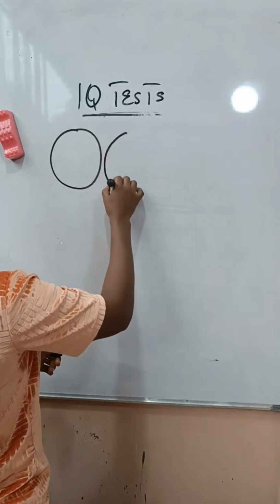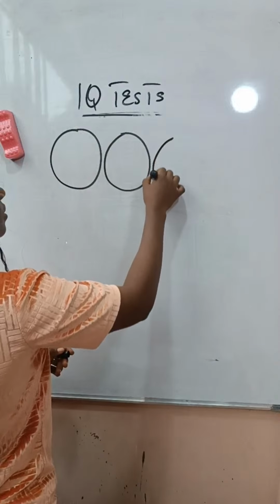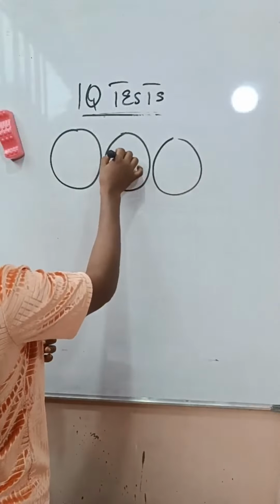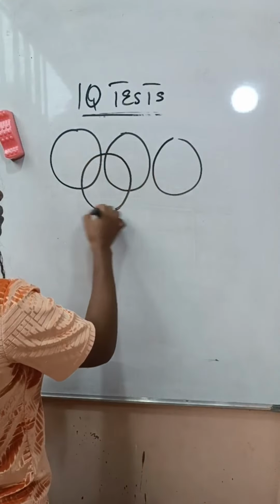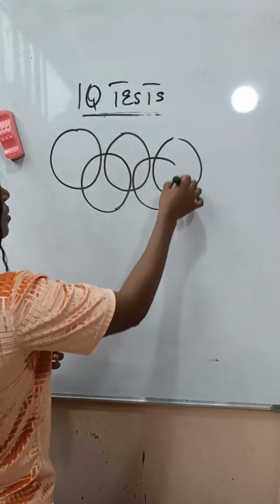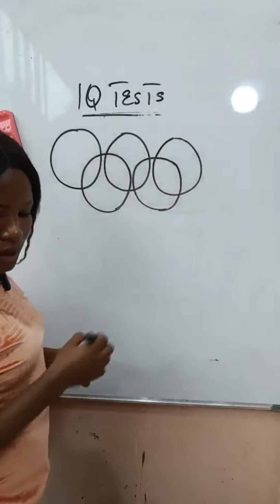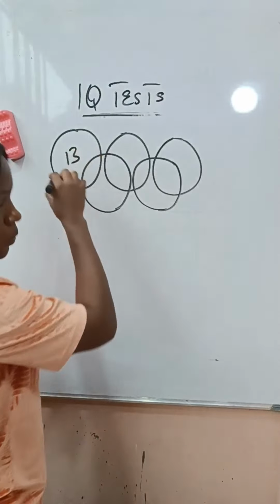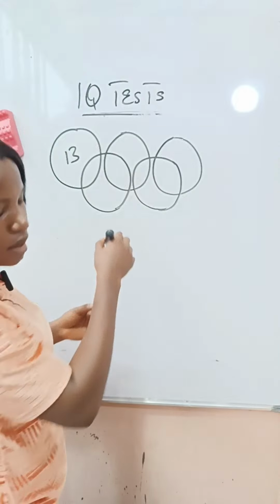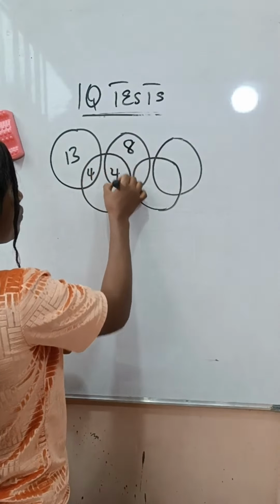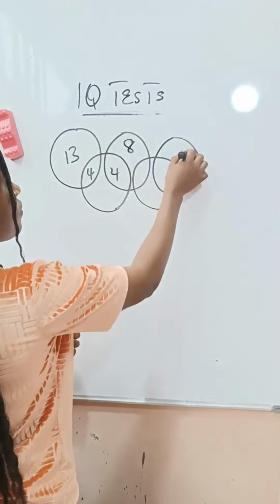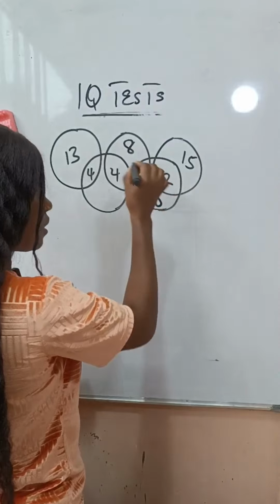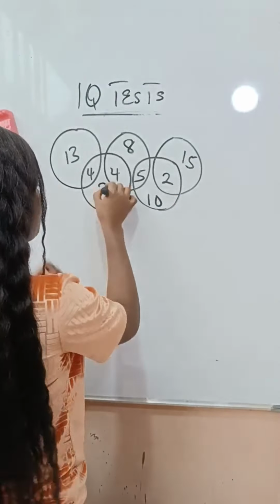We have this. Then we have this. And we have this. Then these are the numbers you can see. We have 13. We have 8. We have 4. We have 4. We have 15. We have 2. We have 5. We have 10. And here we have a question mark.